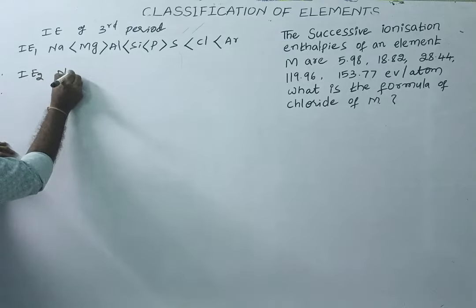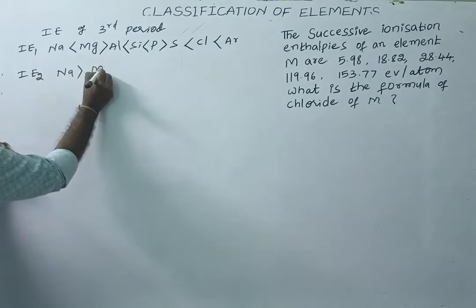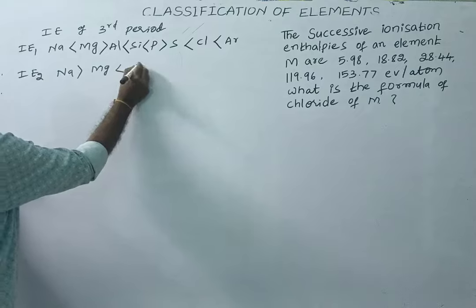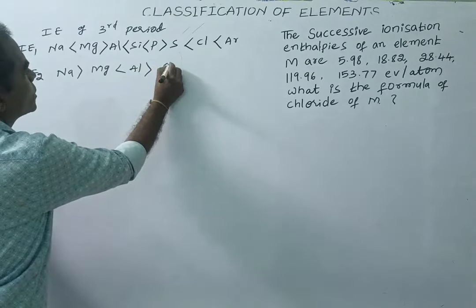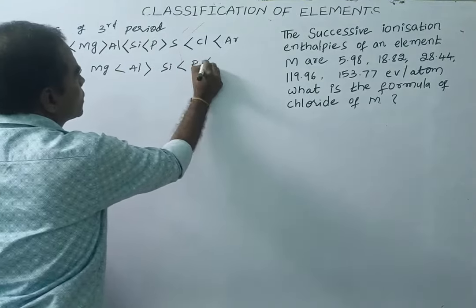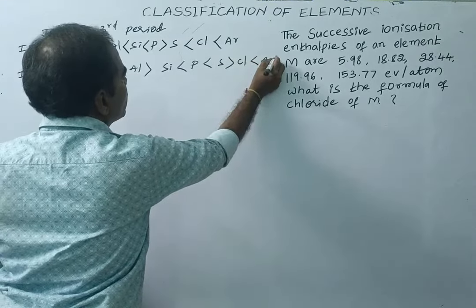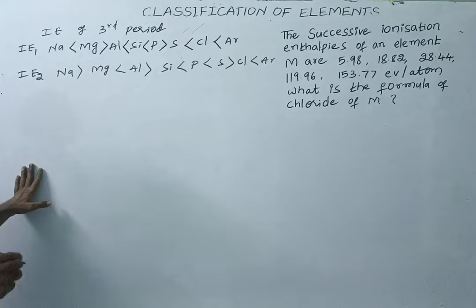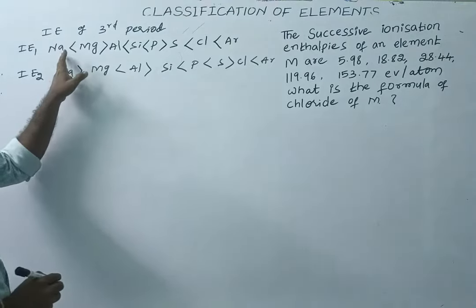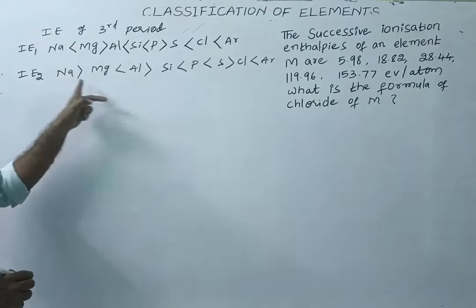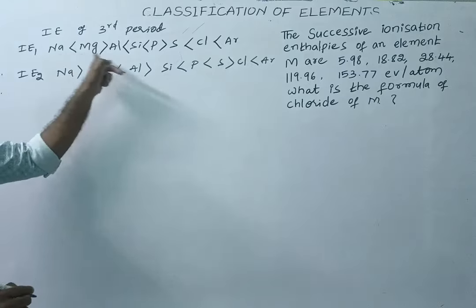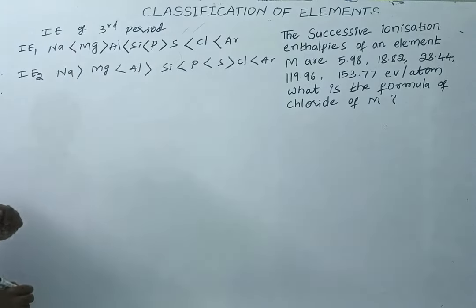Next, IE2. Here sodium requires more. Next magnesium less. Here aluminium greater. Silicon less. Phosphorus. Here sulfur greater. Chlorine and then argon. Right? In the third period, this is the second ionization potential order. This is the first ionization potential order. Right?